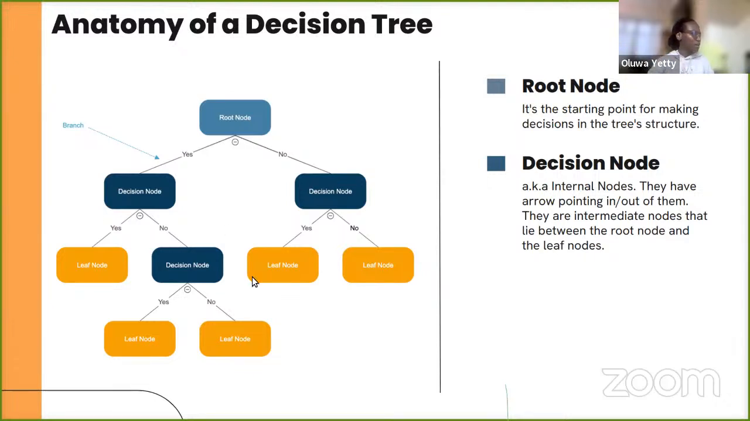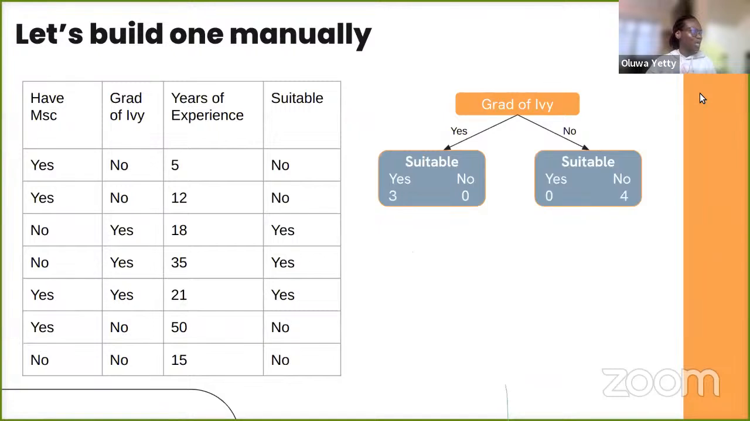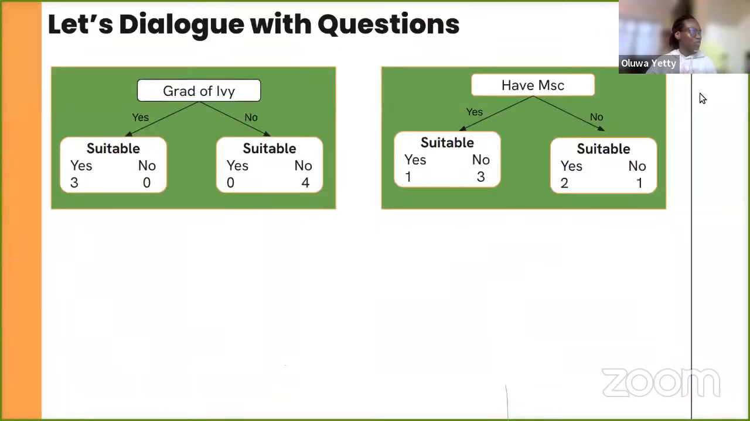The ones that we have here, the orange ones, are the leaf nodes. They have nothing coming out of them, while for a decision node, something is coming in and something is coming out. So let's have that pictorial thing in mind, and let's go back. Let's look at it again. Do we have decision nodes?